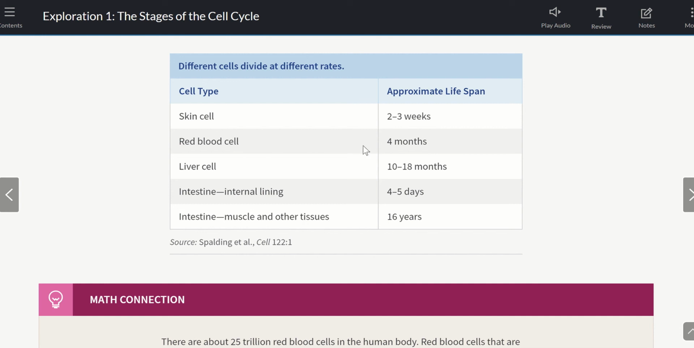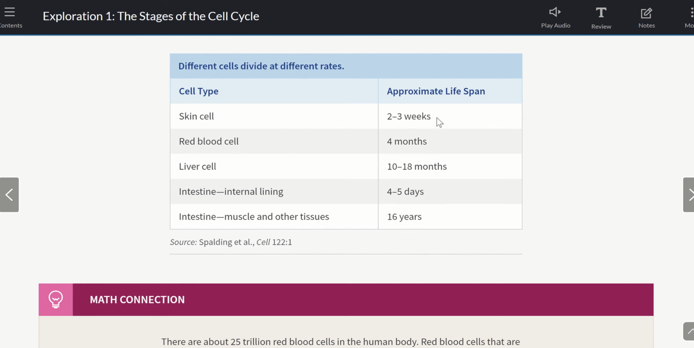Red blood cells are going to have a life of about 4 months, so we're consistently making new ones of those. Your liver cells are 10 to 18 months, and what you can tell is a lot of these are always active. Then you have your internal lining, and the muscular and other tissues of your intestines are going to be anywhere from 4 to 5 days. But here you've got 16 years. These are going to last a really long time. These are the muscle and the structural cells of your intestines.